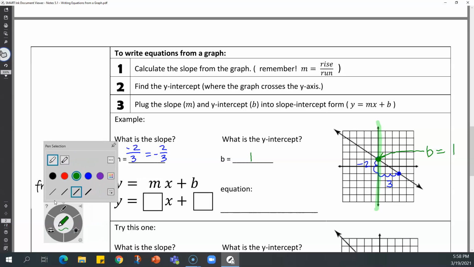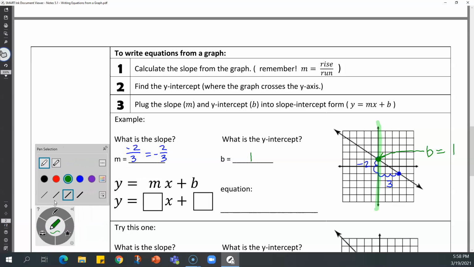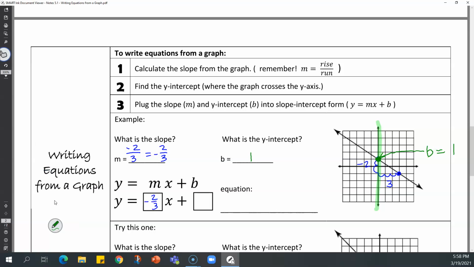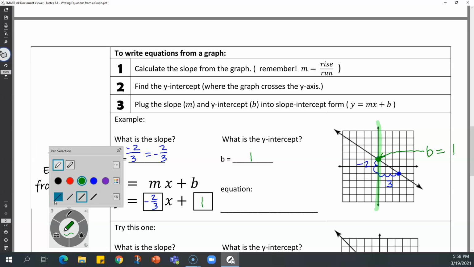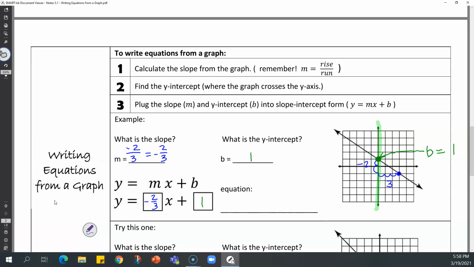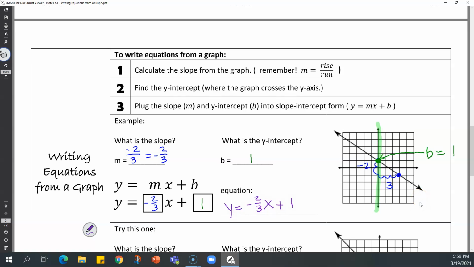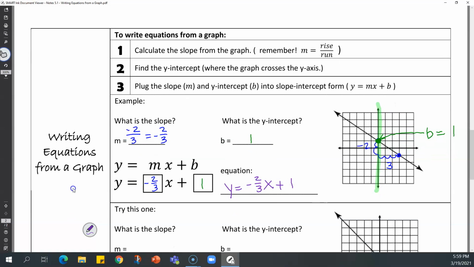And then all I've got to do is exactly what we did at the very beginning of this video, which is plug those things in. The slope is -2/3. That goes in for my m. My y-intercept is 1. That goes in for my b. And then I just put all of this together. Y equals -2/3 x, we're not going to forget our x, plus 1. So the equation of this line is y equals -2/3 x plus 1.